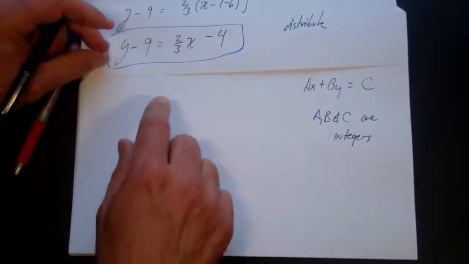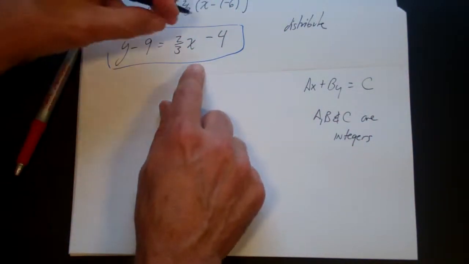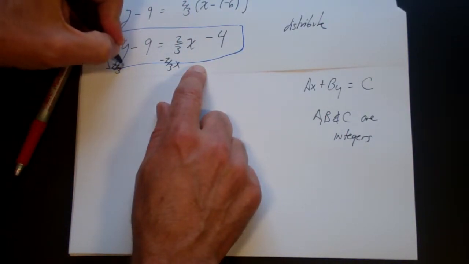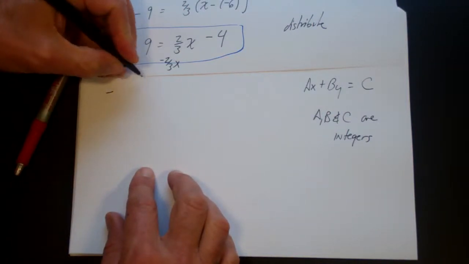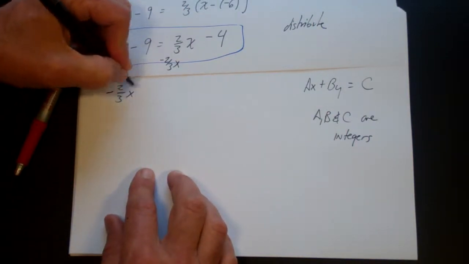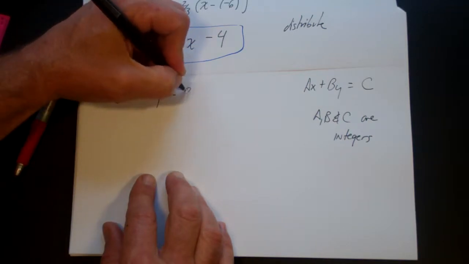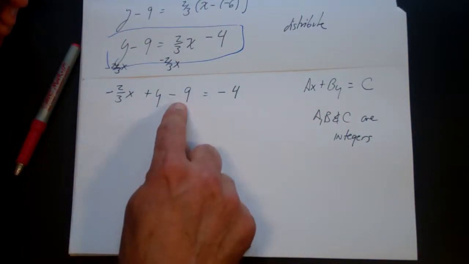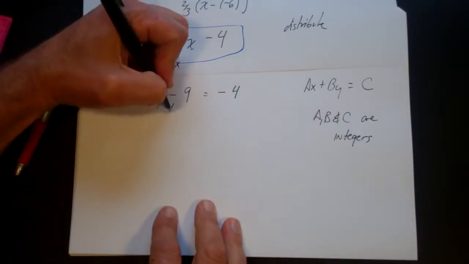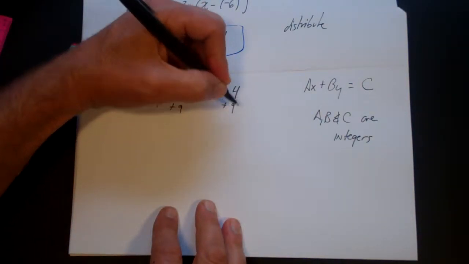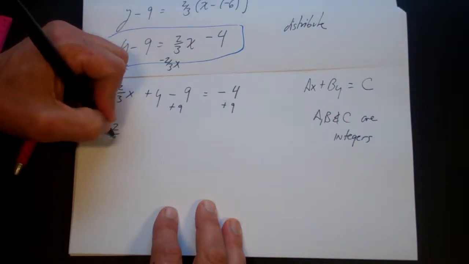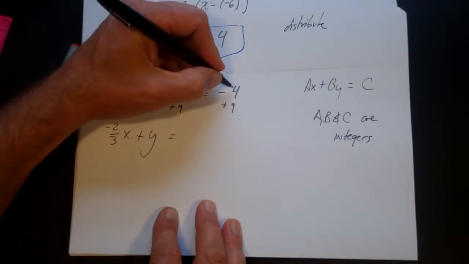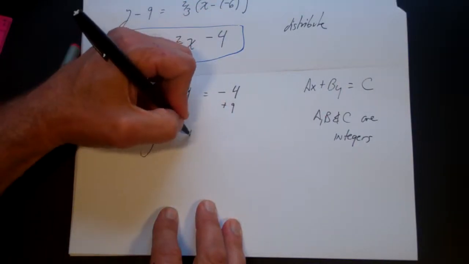So the first thing I'm going to do is move the 2/3 x over here. So I'm going to go minus 2/3 x on both sides. So you get minus 2/3 x plus y minus 9 is equal to minus 4. Now I'm going to move this 9 over there. So I'm going to add 9 to both sides, and I get minus 2/3 x plus y is equal to minus 4 plus 9, which is 5.